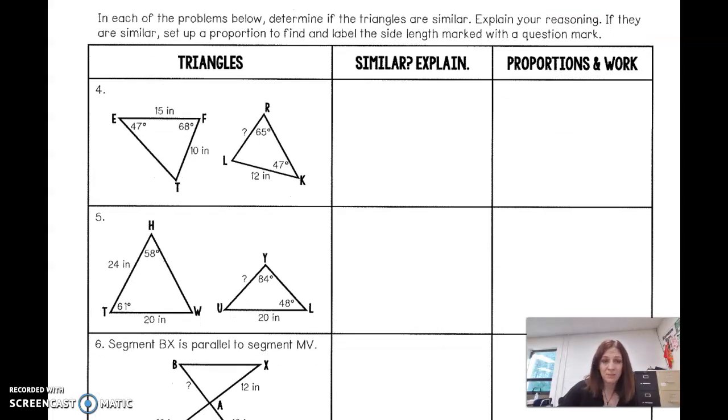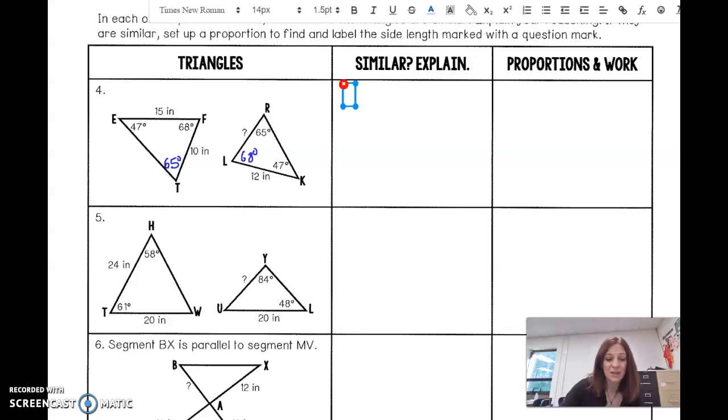So I'm going to give you a hint here. Find all three angles of the triangle, okay? So if I add 47 and 68 together and subtract from 180, I get 65. If I add 65 and 47 together and subtract from 180, I get 68. Okay, so I don't need all three, but I need at least two. Wait, the three is going to help us in a little bit. So we're going to say yes, two pairs of corresponding angles are congruent. Okay?